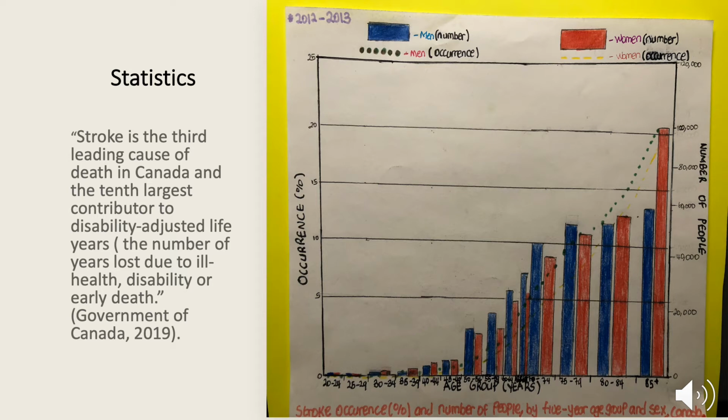The pattern is marked differently for the absolute number of people who survive the stroke, although a greater number of men than women are stroke survivors between the ages of 50 and 79 years. Among those aged 80 and older, the number of women who survive the stroke exceeds that of men.